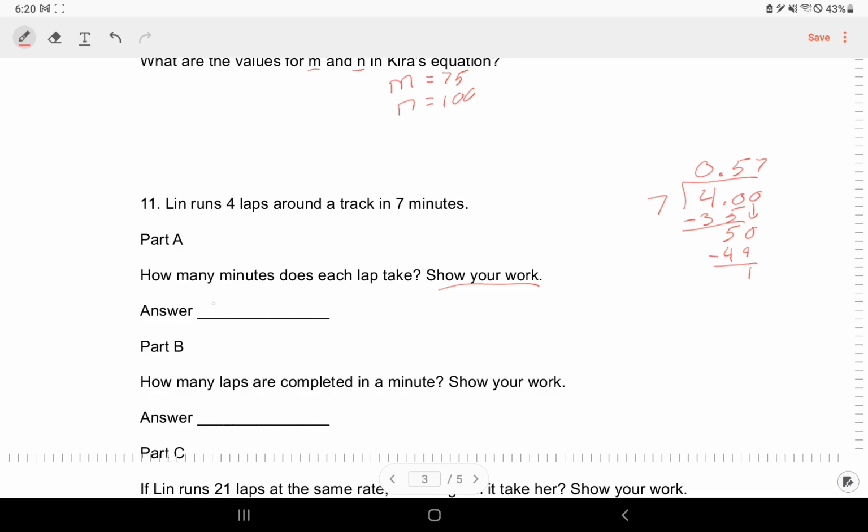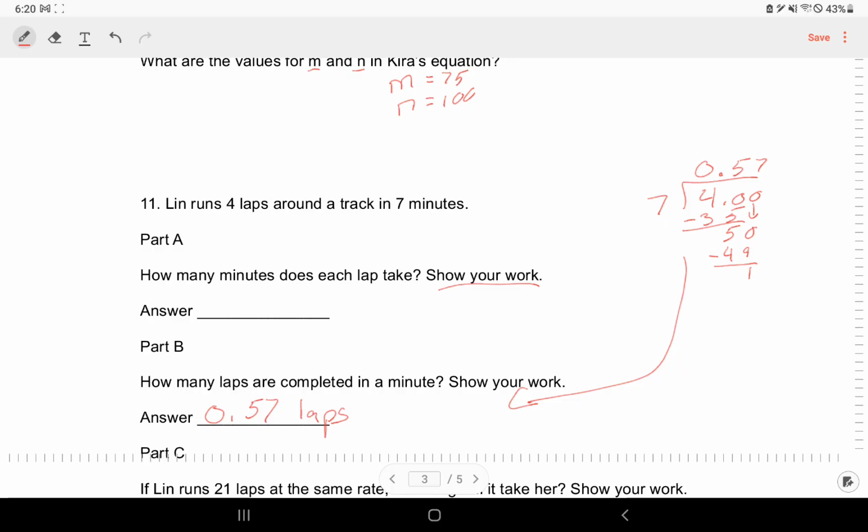And so, how many minutes does each lap take? Sorry, my fault. This is the answer to this question: 0.57 laps per minute.